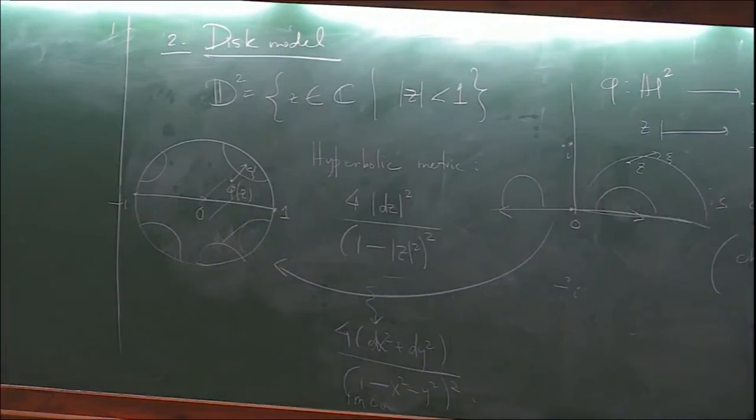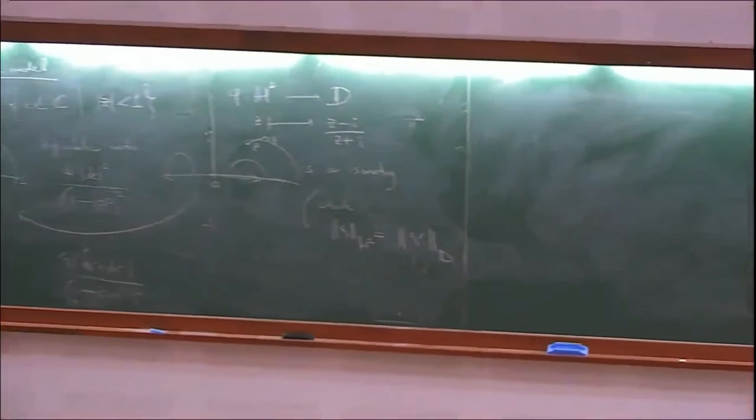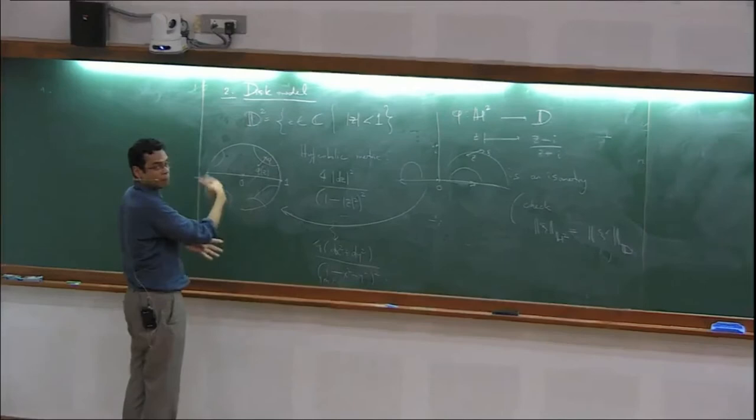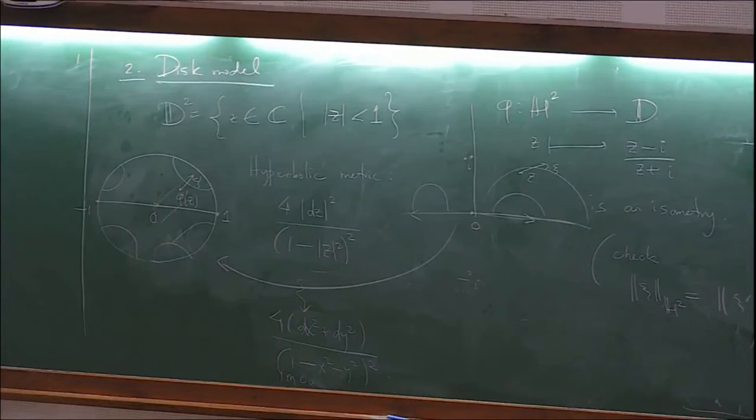But the advantage of the disk model, as I said, is that it's quite clear from this expression that your metric is rotationally symmetric. This is about the point zero, so there's an S1 worth of symmetries. You can rotate in a circle, and no matter where you face as you stand here, you'll see the same thing. And you can compute things like areas of disks and so on better in this picture. So let me try to do that. Compute the curvature by this definition.